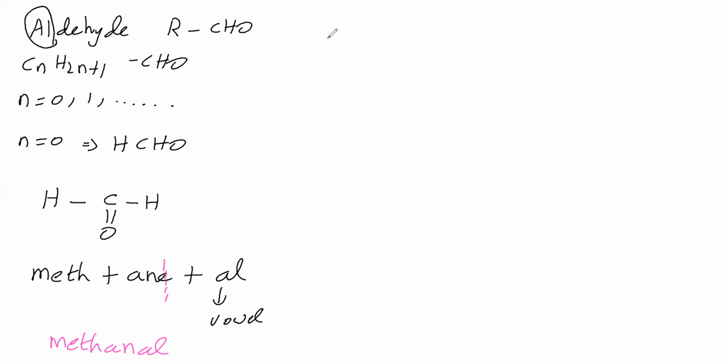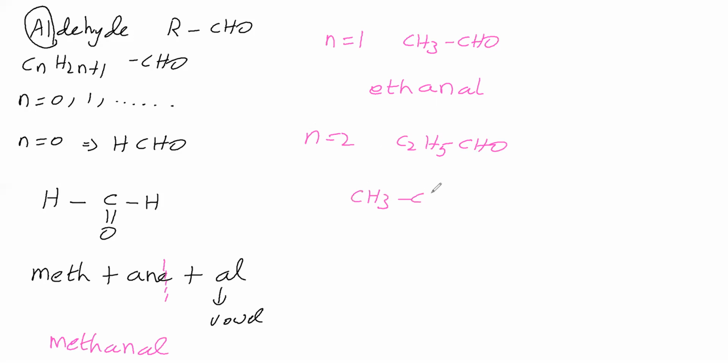Next, substitute n equal to 1. If you substitute n equal to 1, you will get CH3CHO. CH3CHO contains 2 carbons, therefore the root word is eth. The primary suffix is -an, the secondary suffix is al. Therefore the name of CH3CHO is ethanal. Then take n equal to 2, which gives C2H5CHO. This C2H5 you already know we can write as CH3CH2.